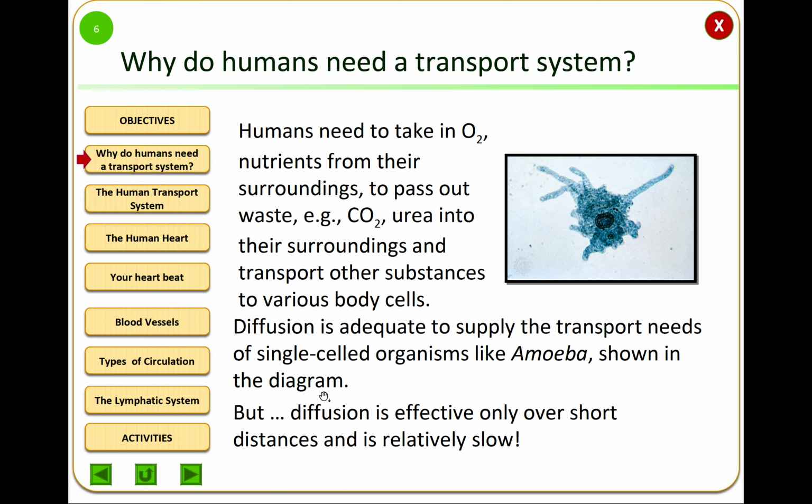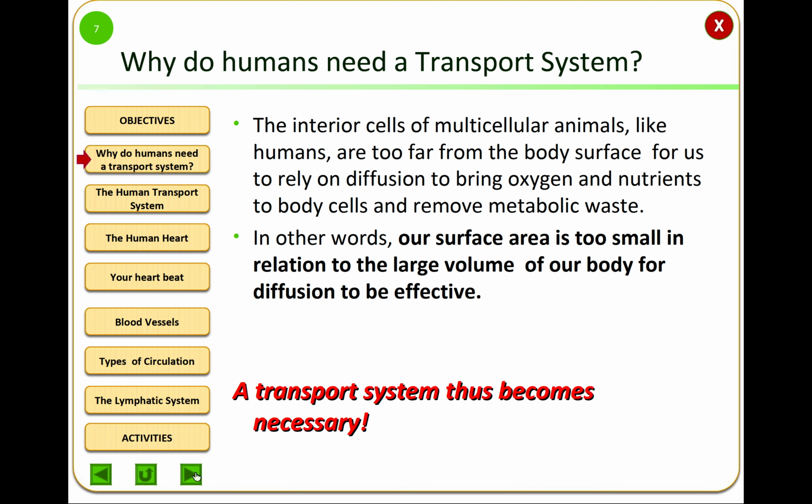That's why it doesn't work inside multicellular organisms, because they need a much larger transportation system. Diffusion is not going to work inside our body. It can work with single cells only, but not for the entire body. That's why a transport system is very necessary.